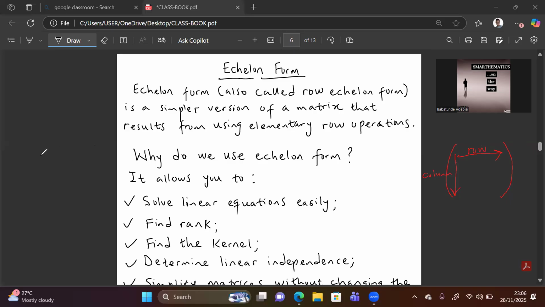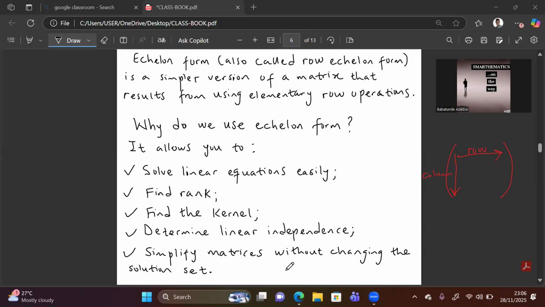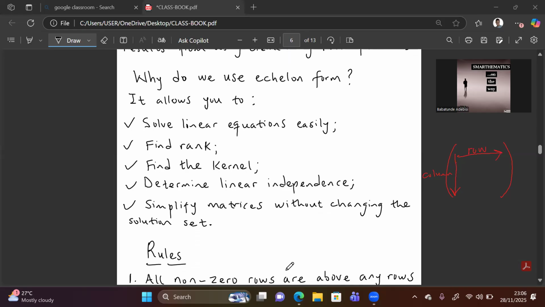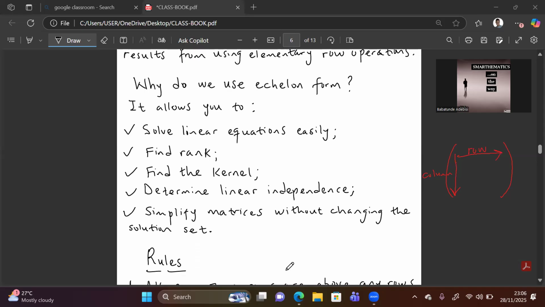So a simpler version of a matrix that results from using elementary row operations like addition and multiplication is what we call the echelon form. Now, why do we use echelon form? It allows you to solve linear equations easily, to find rank, to find the kernel, to determine linear independence, to simplify matrices without changing the solution set. So if you remember the question we are supposed to solve, you will see that we need this echelon form, looking at the uses here.